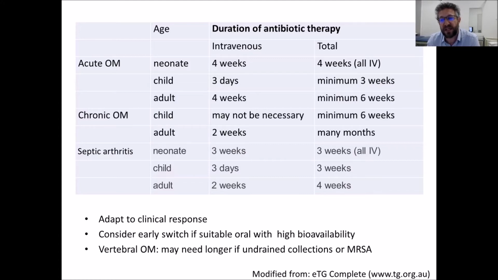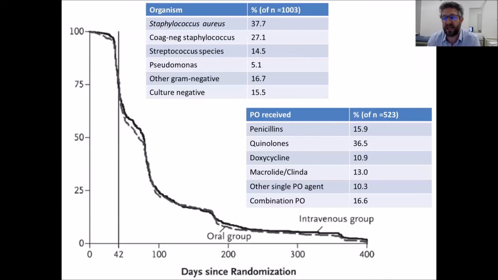There's also a note that vertebral osteomyelitis may need longer treatment, particularly if there are undrained collections or if MRSA is involved, based on some recent studies. And then came Oviva, which Ben has already mentioned.